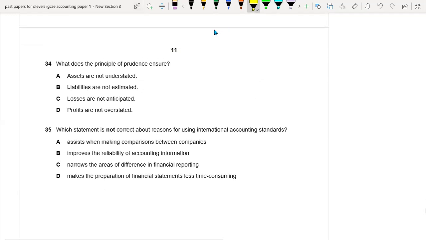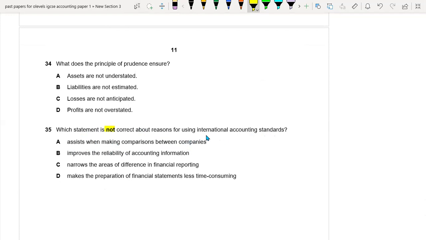So the first question is, which statement is not correct about reasons for using international accounting standards? Okay, so which statement is not correct? Assist when making comparisons between companies.